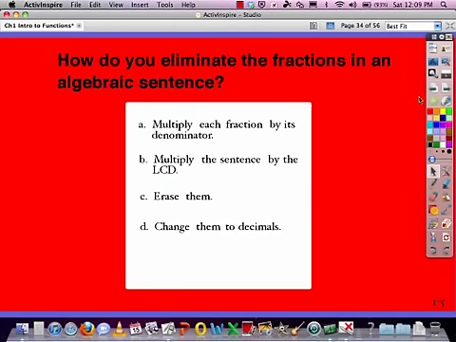First question, if I asked you, how do you eliminate fractions in an algebraic sentence? Would you say multiply each fraction by its denominator? Choice B, multiply the sentence by the LCD. C, erase them. Or D, change them to decimals. I know a lot of you do not like fractions as a type of number to work with. So changing to decimals is pretty popular, but we could eliminate all the fractions in an algebraic equation by multiplying by the LCD. Should be your first choice. So let's look at an example that does that so you can get a better idea of what it actually looks like.